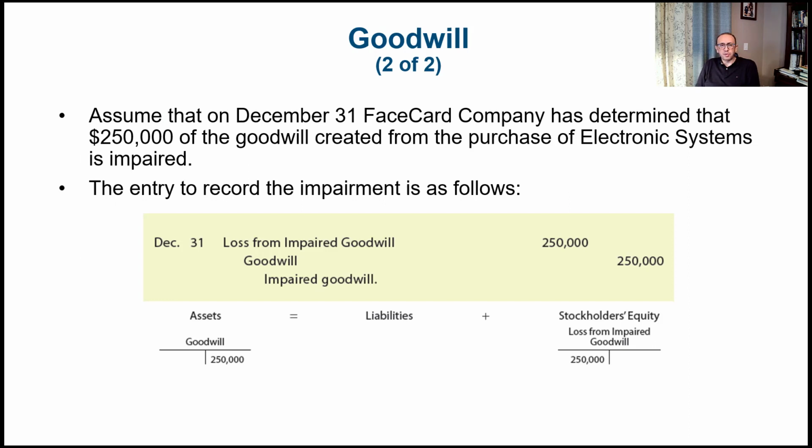Assume that on December 31st, Face Card Company has determined that $250,000 of the goodwill created from the purchase of Electronic Systems is impaired. In this case, we're going to debit the loss from impaired goodwill and credit the goodwill directly. Remember, goodwill is an asset. We want to reduce its value, so we're going to credit it for $250,000, and we're debiting the loss, which is very similar to an expense. It also shows on the income statement, and we call it loss from impaired goodwill for the same value.